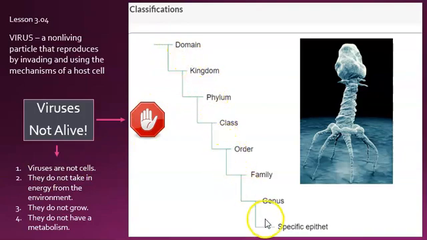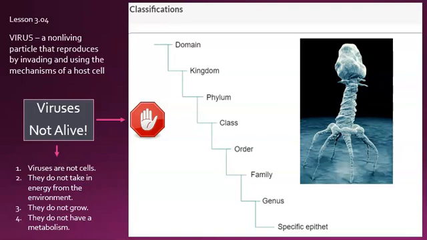hierarchy of taxonomic classification. The reason that viruses do not fall in any of these classifications is because viruses are not considered to be living organisms. They are not alive. Scientists consider viruses to be non-living particles because 1, they're not cells. 2, they don't take in energy from the environment. In other words, they don't eat or photosynthesize. 3, they don't grow. And 4, they don't have a metabolism.